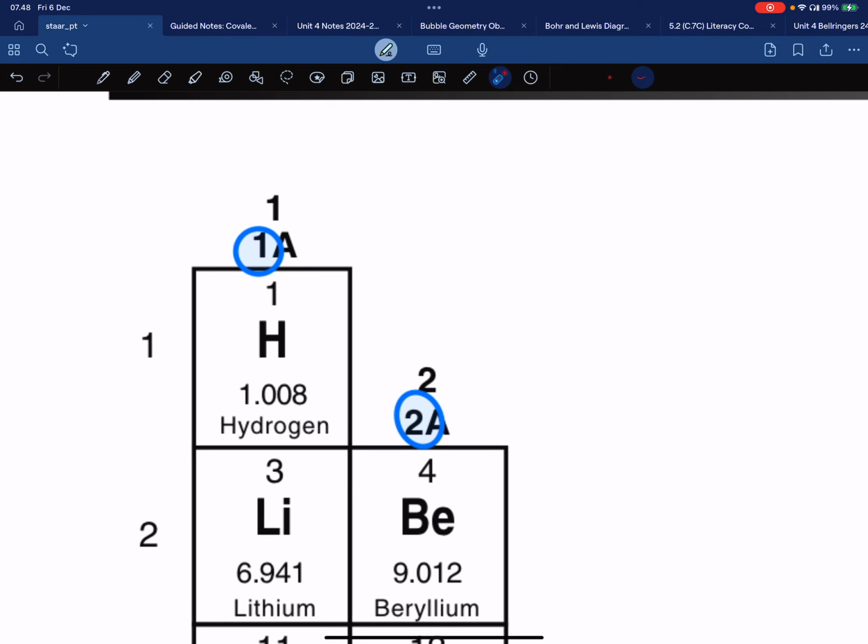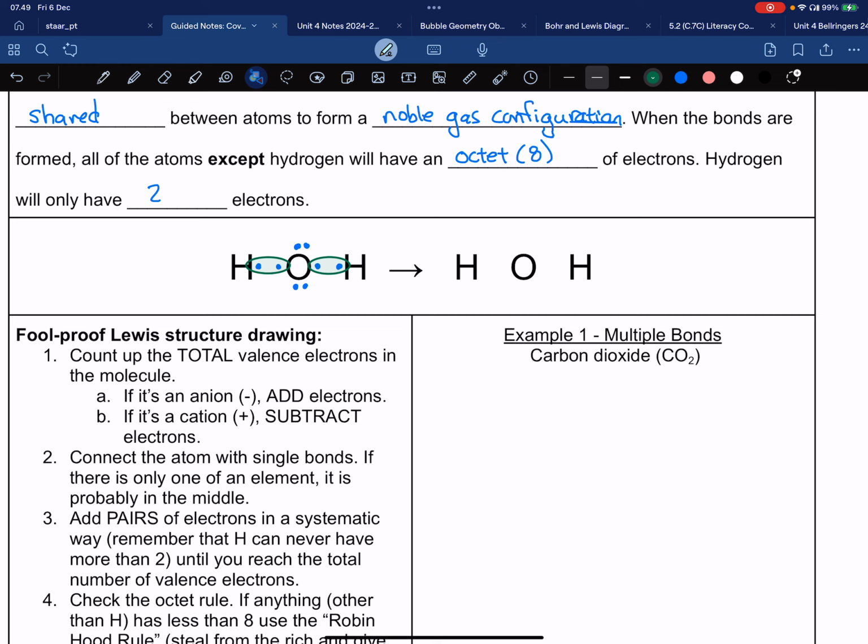So if I'm looking at water, then I am going to be looking at hydrogen, which has 1 valence electron, and oxygen, which has 6 valence electrons. And so when I do my Lewis structure, I'm going to have 1 valence electron here and 1 there, and then I'm going to have 1, 2, 3, 4, 5, 6 for the oxygen. Now, when covalent bonds are formed, remember, they are shared. So this single electron will share with that single electron to form a bond, and that single electron will share with that single electron to form a bond.